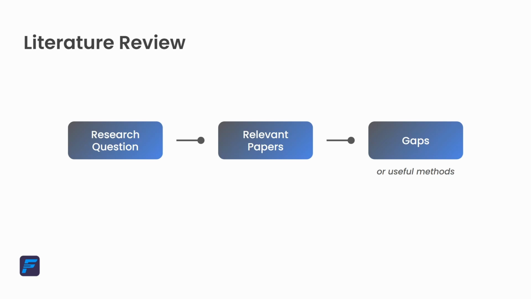So just to start off, I want to get on the same page about literature review. Obviously we all know what a literature review is, but just to break it down, we'll have some initial research question that we're interested in. Then we want to find some relevant papers to that question, and then identify gaps in the literature so that we can validate our new idea and start writing it. Or potentially, our goal was to identify useful methods that we could use in our research.